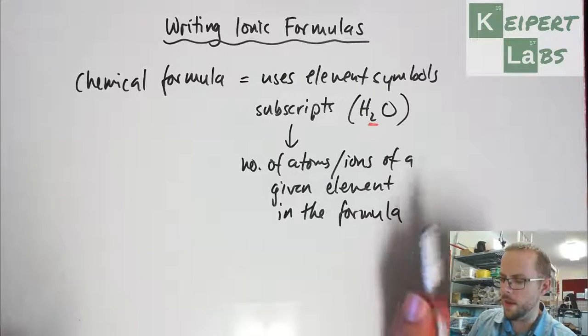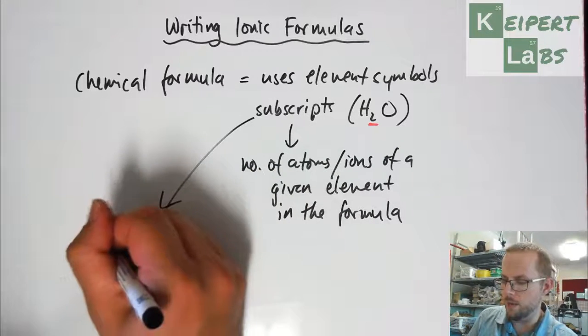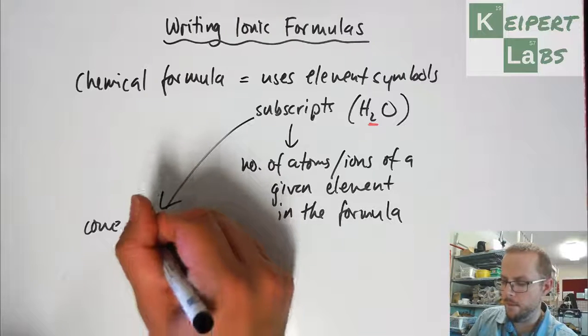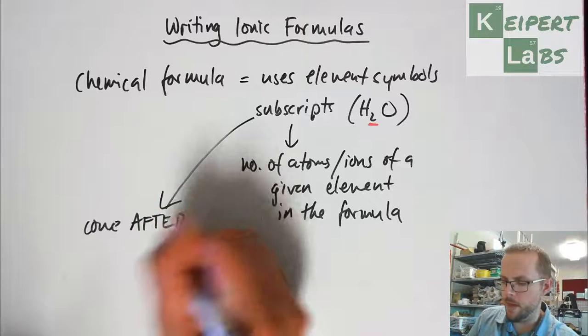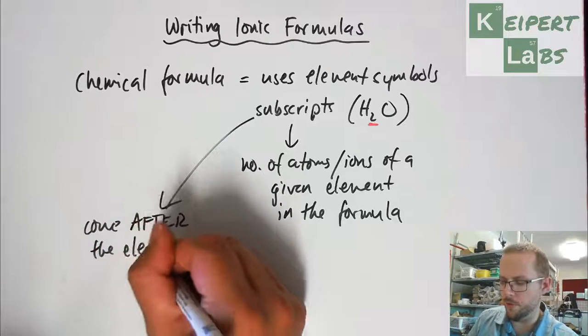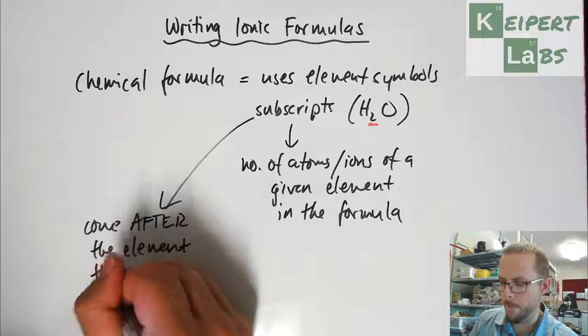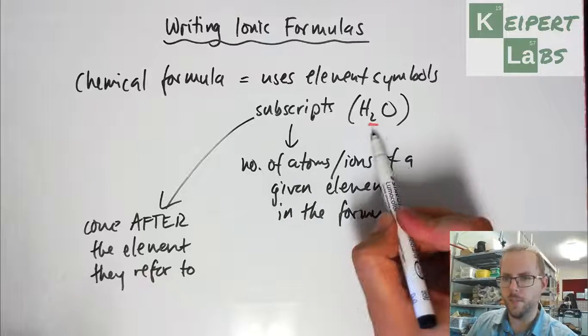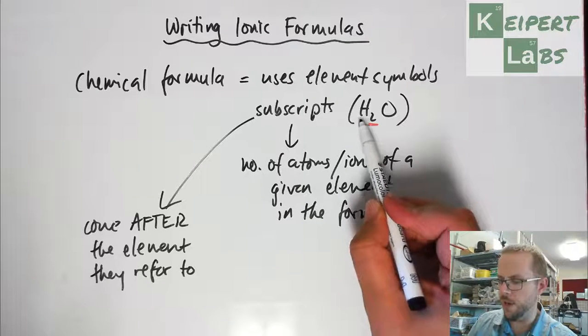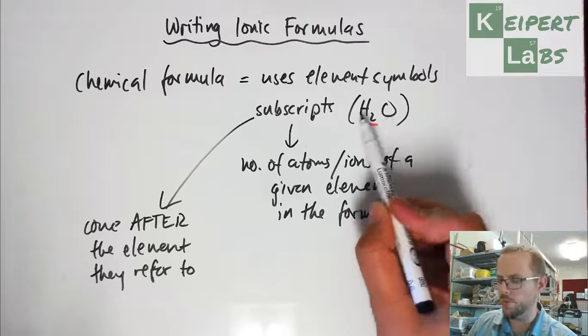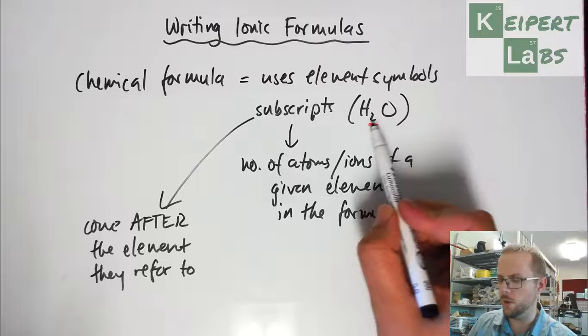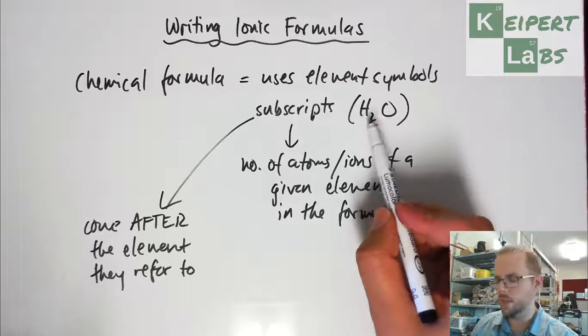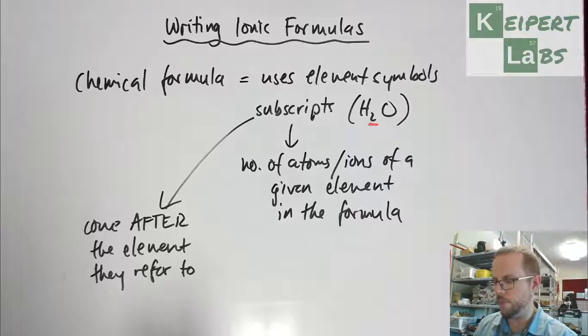And the other thing with the subscripts is that they come after the element they refer to. So if we look at water over here, we're seeing that the 2 refers to the hydrogen and not the oxygen. So we have 2 hydrogens for every 1 oxygen, not 2 oxygens for every 1 hydrogen. That's a key thing to appreciate.